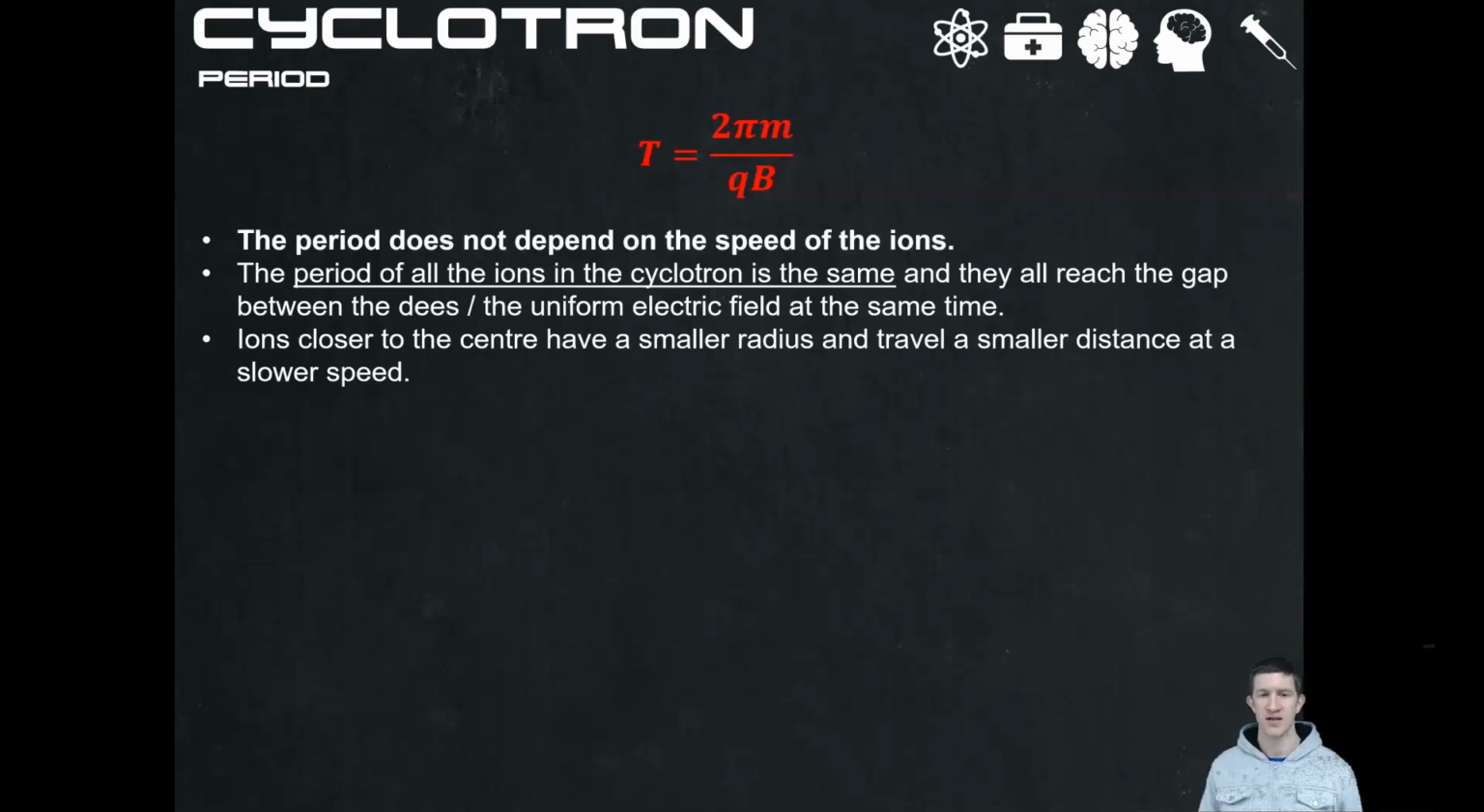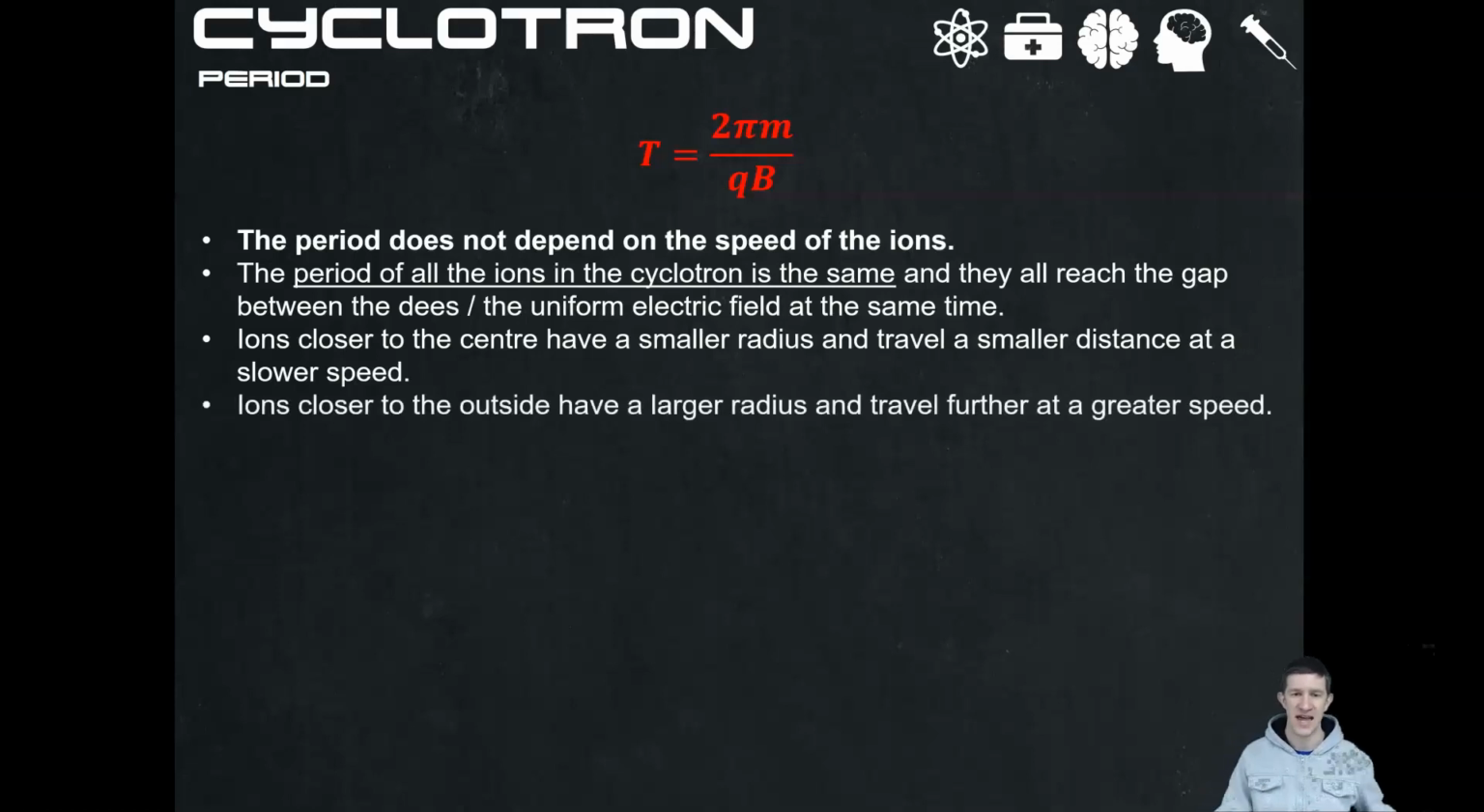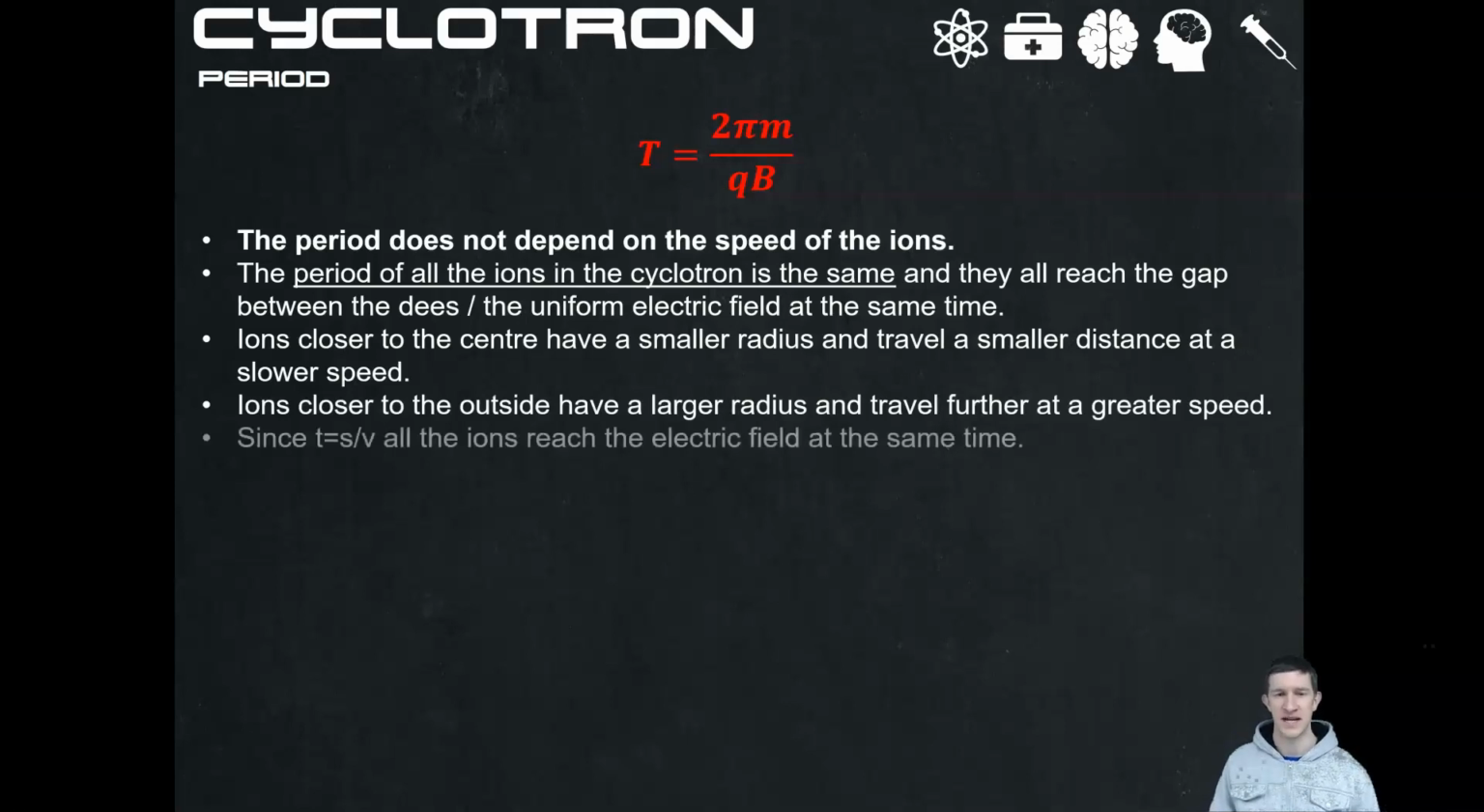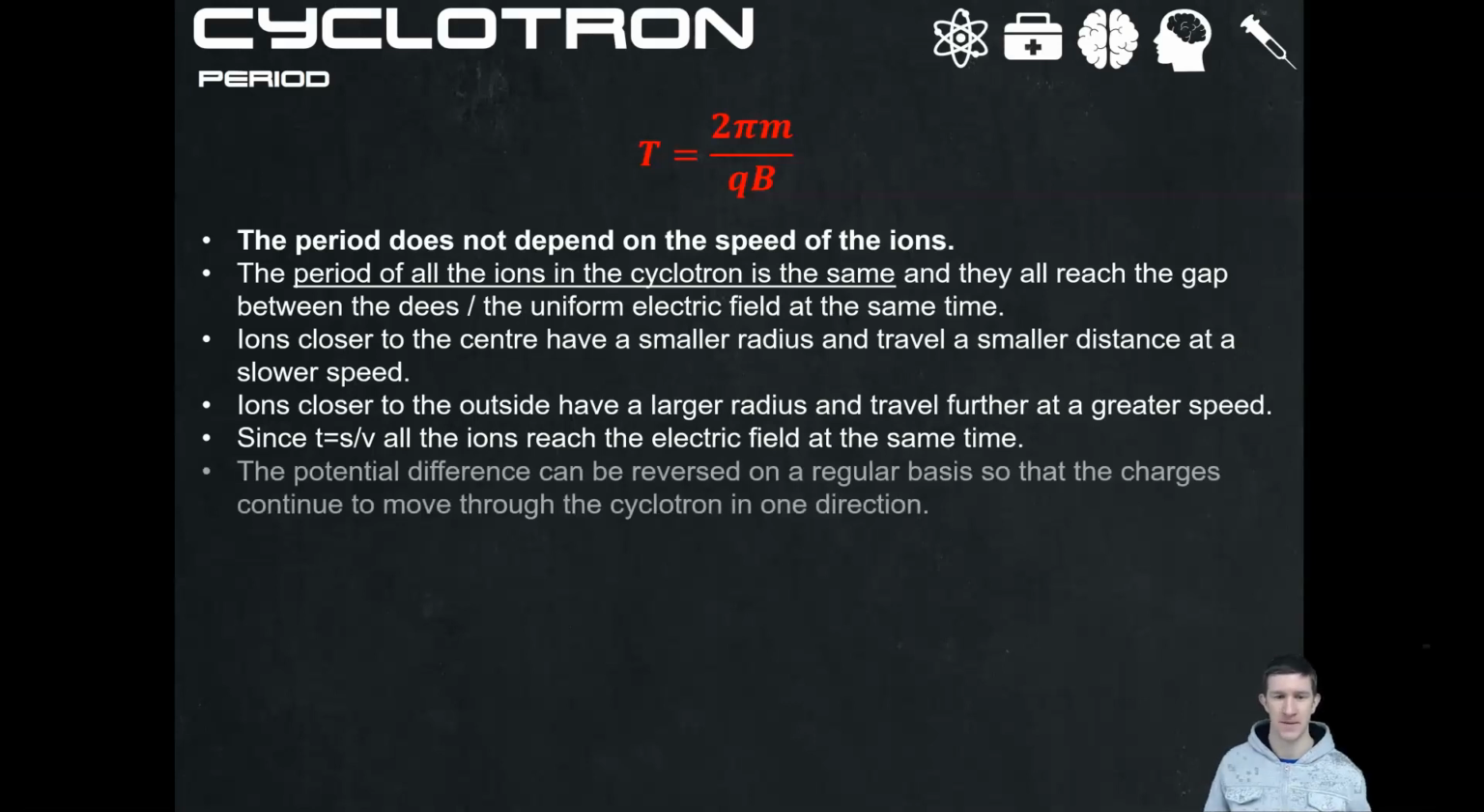This is because the ions closer to the center have a smaller radius and they travel a smaller distance at a slower speed. However, ions on the outside have a larger radius and they travel further, but they're traveling at a greater speed. Given that time is distance over velocity, all of the ions are going to reach this electric field at exactly the same time because the distance is cancelled out, so to speak, by the greater speed. So the potential difference can be reversed on a regular basis so that the charges continue to move through the cyclotron in one direction. And we can actually calculate what that is using this formula.